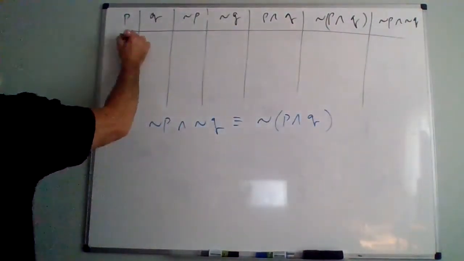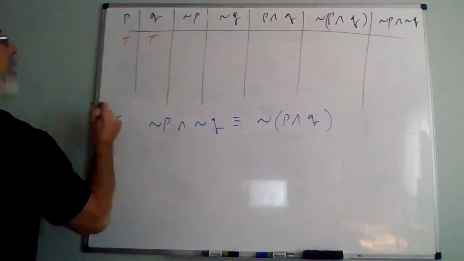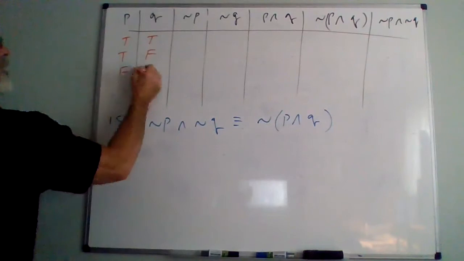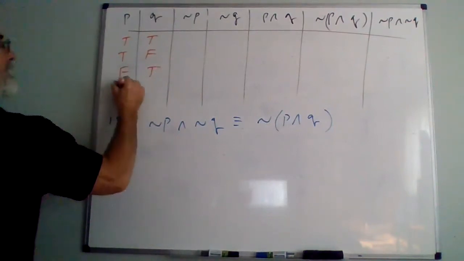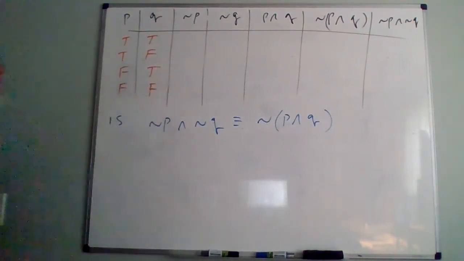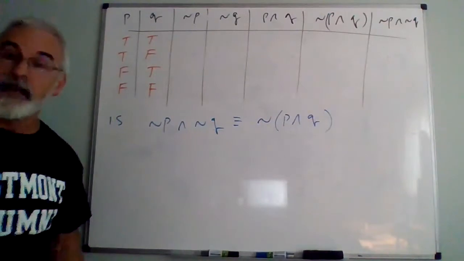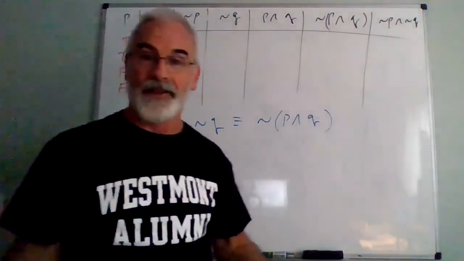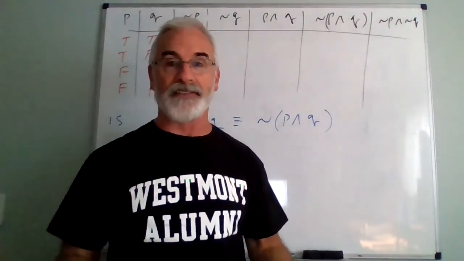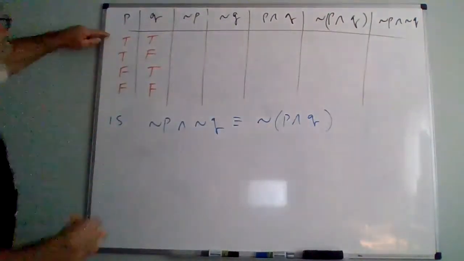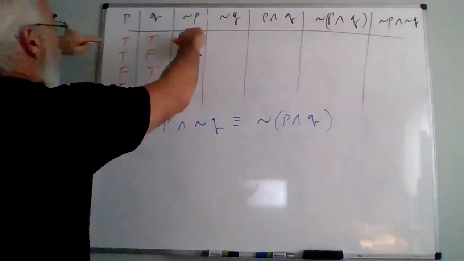So P is true and Q is true, or P is true and Q is false, or P is false and Q is true, or P is false and Q is false. So we notice there's exactly 4 ways I can have P and Q be true and false, and that's all of them. Okay, this would be equivalent to a coin flip. I flip a coin 2 times. It's heads, heads, heads, tails, tails, heads, tails, tails. It's the same idea.